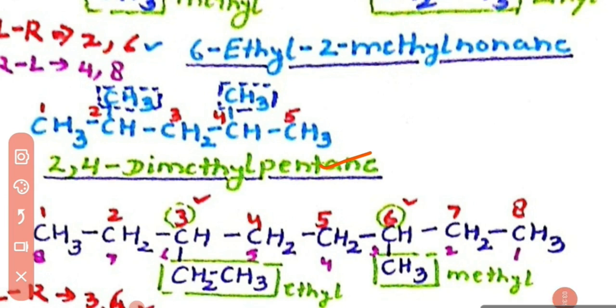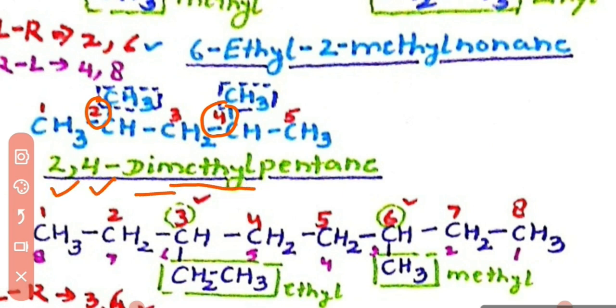Now let us take another example. Here the principal chain contains 5 carbon atoms. The first step is to select the longest chain, and the carbons which do not lie on the principal chain act as an alkyl group. Here the branch contains only 1 carbon atom, so the name of the branch will be methyl, and these two methyl groups are located at the 2nd carbon and the 4th carbon.